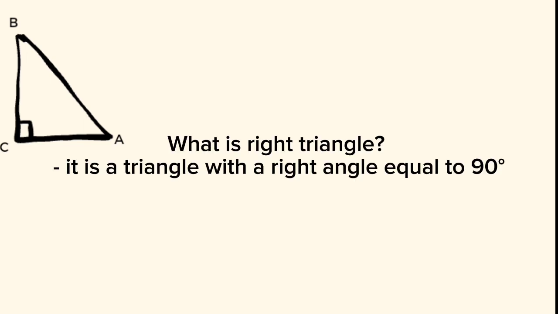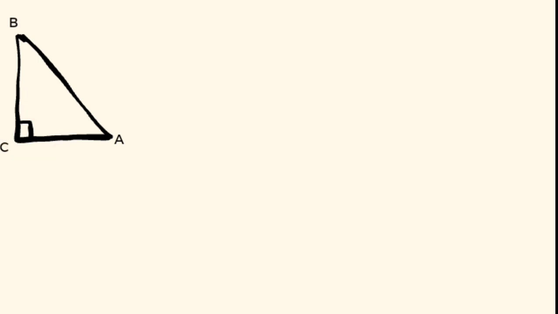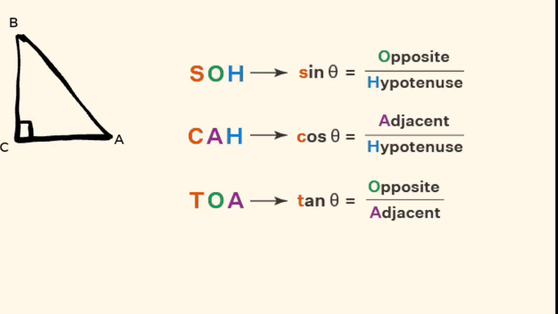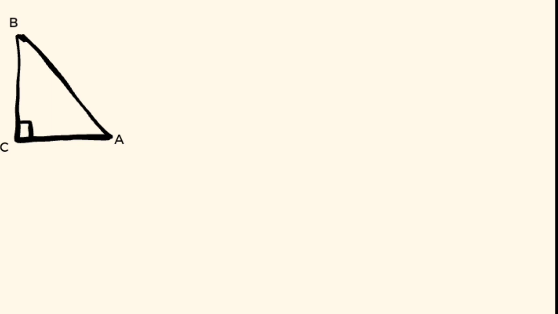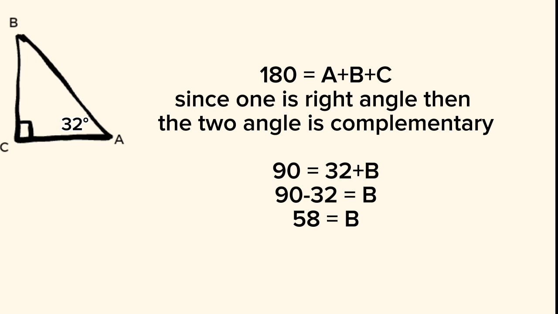A right triangle is a triangle with a right angle equal to 90 degrees. And we use trigonometric functions and the Pythagorean theorem to solve the right triangle. On the other hand, the sum of the three angles in a triangle is 180, and if one of these angles is a right angle, then it follows that the sum of the two angles A and B is equal to 90 degrees.